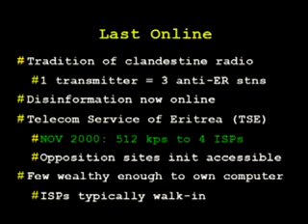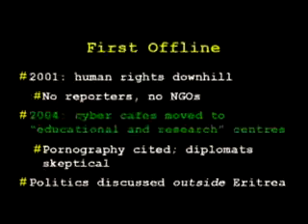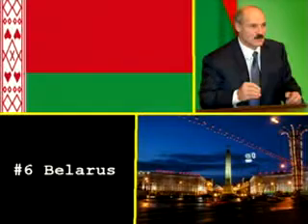Let's see, so initially, 2000, you could get most opposition websites, although the country, even though it had been the last online, was really the first country in Africa offline. Since 2001, human rights have been spiraling downhill. No reporters, no NGOs. By 2004, all cyber cafes had been moved to official government educational and research centers. They said it was due to widespread viewing of pornography, but of course diplomats were very skeptical of that. Typically today, politics is discussed well outside Eritrea.